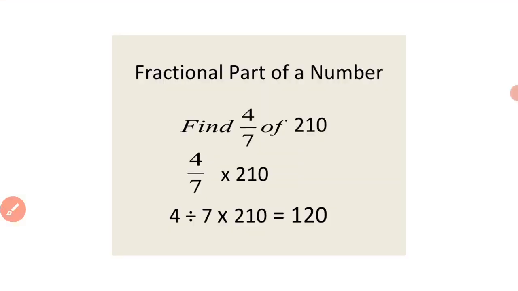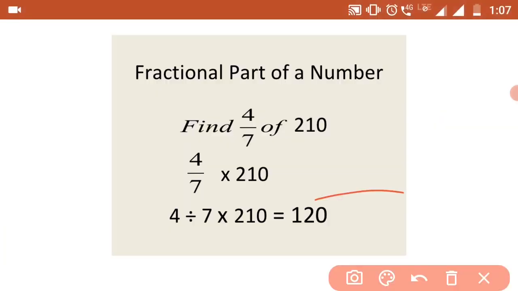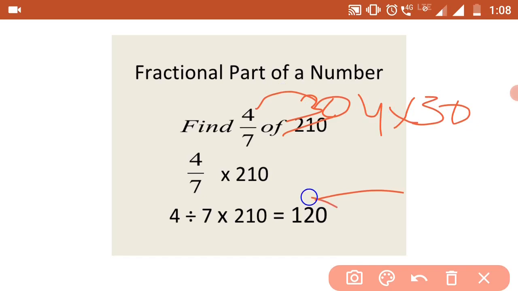Let's move forward. One more example is here. 4 by 7 of 210. Kids, you already learned about division, so you can easily divide 210 by 7. 7 ones are 7. And 7 threes are 21. And 1 zero is here. So you will have 30. So let's multiply it. 4 multiply 30. So the answer will be 4 threes are 12, and 1 zero is there. So 120. Right? So here our fraction topic has been completed. I hope you have understood.